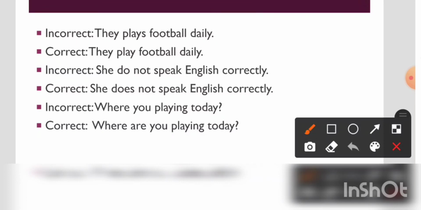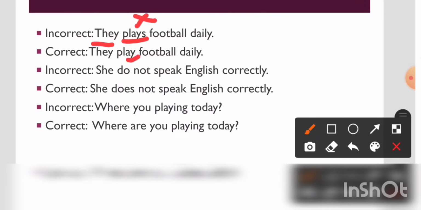They plays football daily. They plays. So plays is a singular verb and they is a plural subject. As the basic rule says, the plural subject takes a plural verb. So how can it take a singular verb? So it is wrong. They play football daily. This is correct.